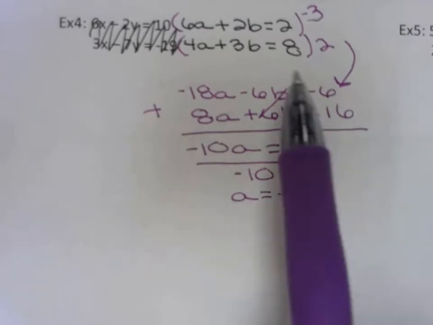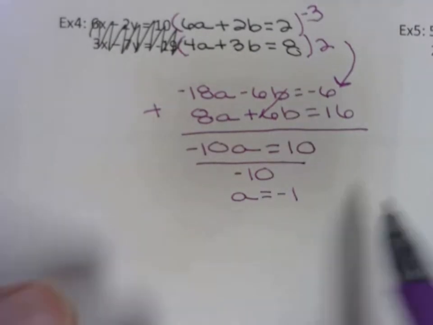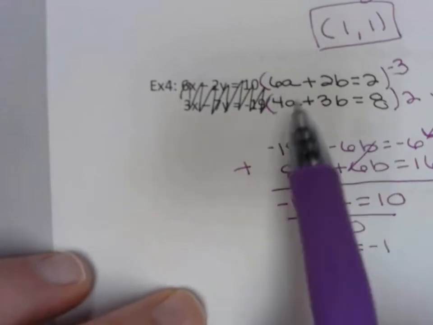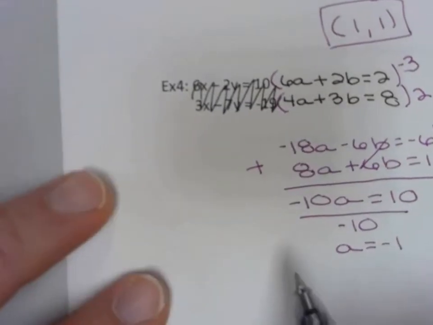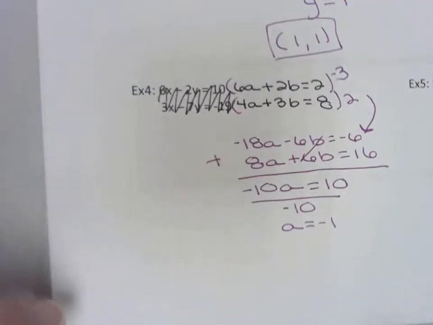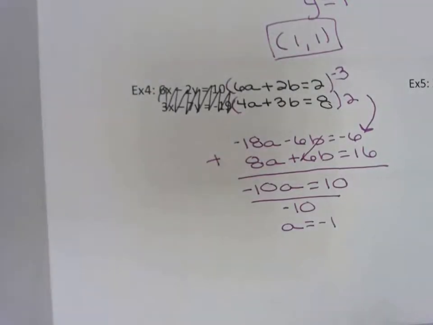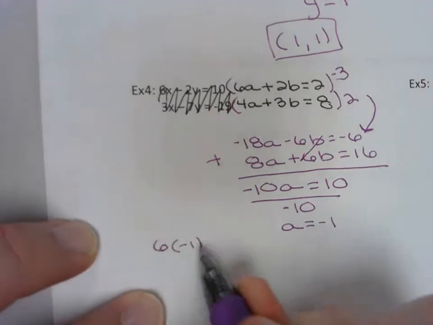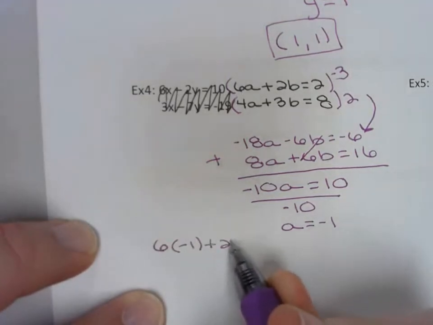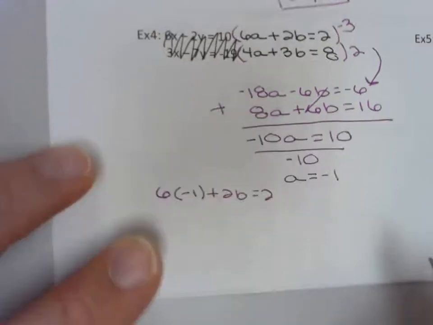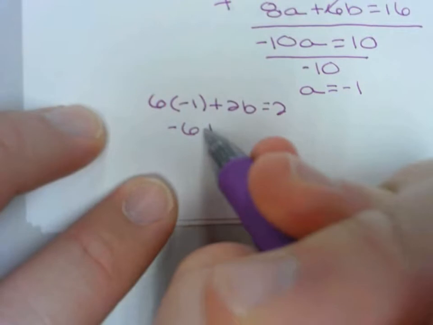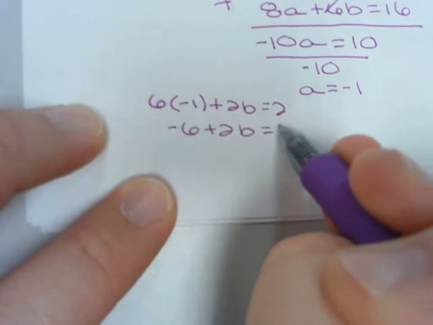Once you get your equation like this, it's just like we did yesterday. If a is negative 1, I need to find b. It doesn't matter which equation. I'm going to choose the top original one. Doesn't matter if you choose the one after you multiply through the negative 3 and 2 or before. So 6 times a, which we just found to be negative 1, plus 2b equals 2. Solve this for b. Negative 6 plus 2b equals 2.